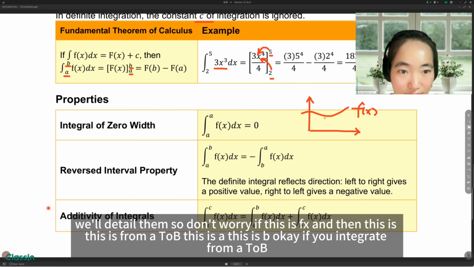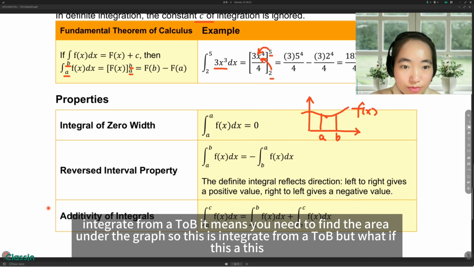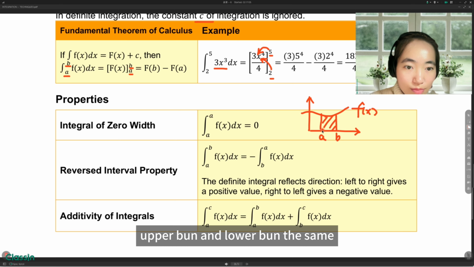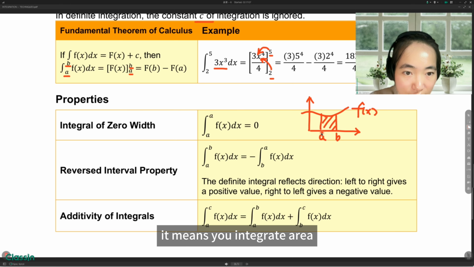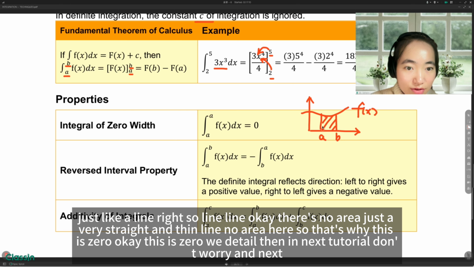If this is f(x), and this is from A to B, if you integrate from A to B, it means you need to find the area under the graph. But what if the upper bound and lower bound are the same? It means the area is just like a line, a very straight and thin line. There's no area here. So that's why this is 0. We detail that in the next tutorial, don't worry.